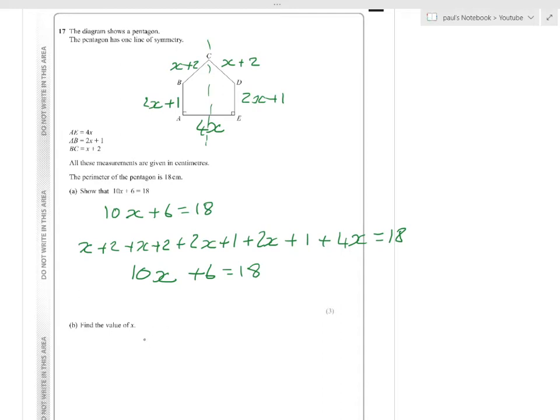Right, find the value of x. Okay, so 10x plus 6 is 18. So 10x equals 18 take away 6, which is equal to 12. So x equals 12 divided by 10, which equals 1.2.